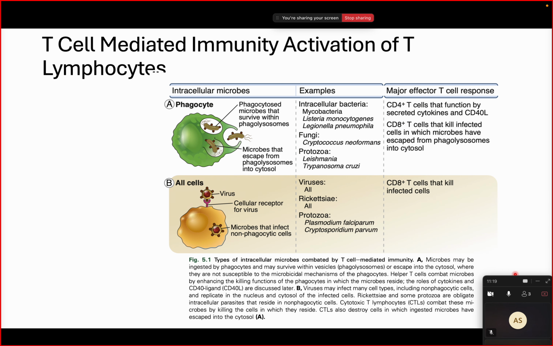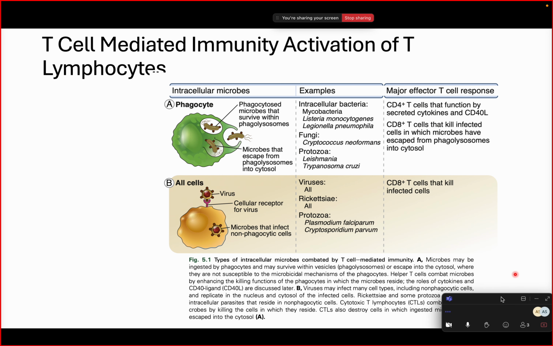So in the phagolysosome they managed to escape. Some examples which are commonly known and which cause infection following this trend, where they are phagocytized by the macrophages but escape the lysosome or the phagolysosome, are mycobacteria, Listeria, Legionella, certain fungi such as Cryptococcus, and some protozoans as well such as Leishmania and Trypanosoma. All these are parasites or microbes or antigens in this case, which are residing inside the cell.